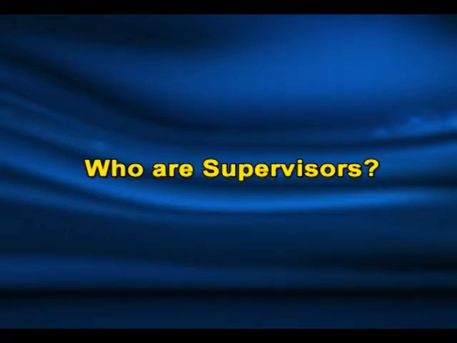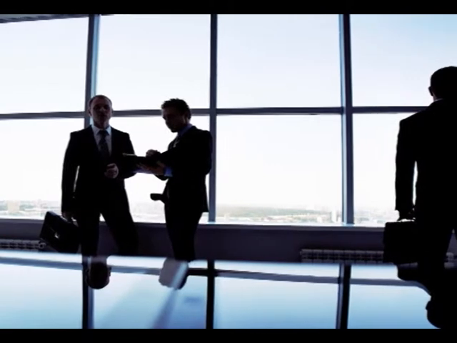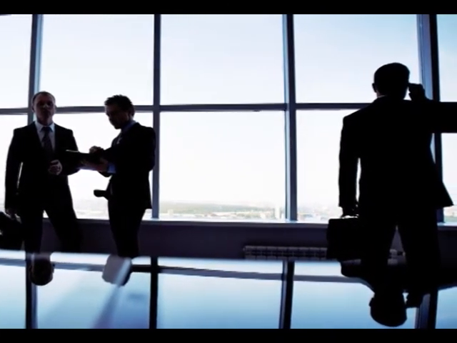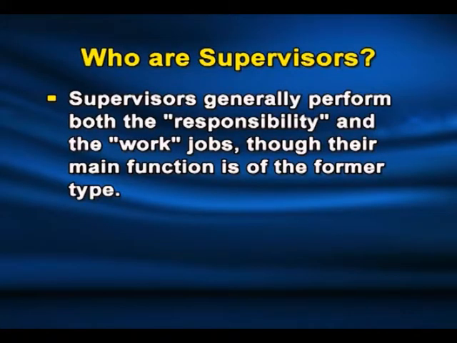Who are supervisors? All persons in authority who control the work of others are supervisors, irrespective of their high or low status in the hierarchy. Supervisors generally perform both responsibility and work jobs, though their main function is of the former type. Supervisors are of two kinds: line and functional.